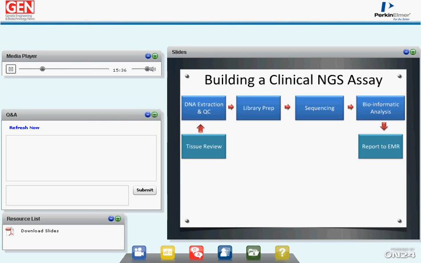After extraction, we enter library preparation, and library preparation is essentially asking the question, if we start with the entire genome, all of the genes of the genome, which areas of the genome do we want to sequence? We can do whole genome sequencing, we can do exome sequencing, we can do targeted panels. There are a variety of different methods which allow for the capture of those regions of interest.